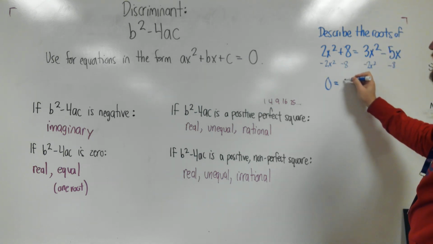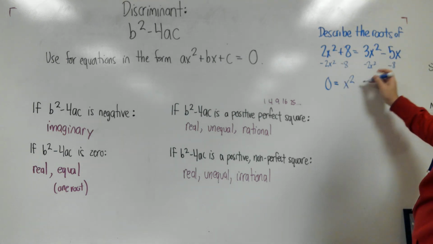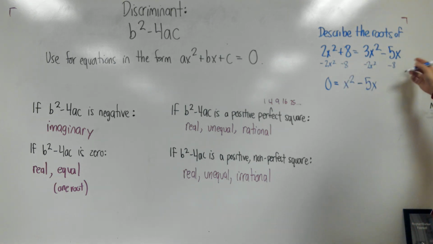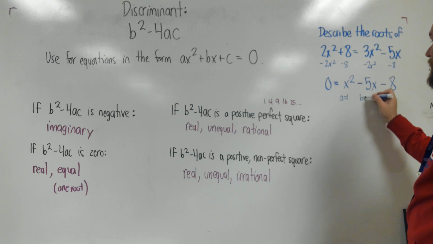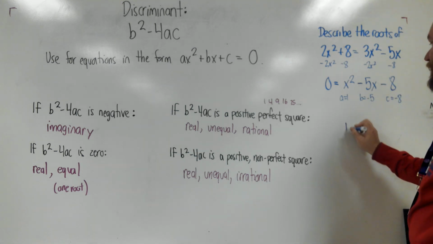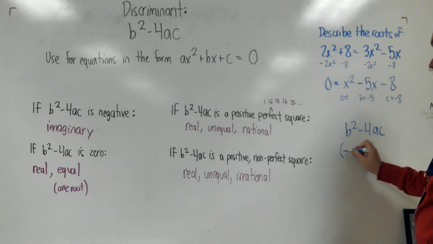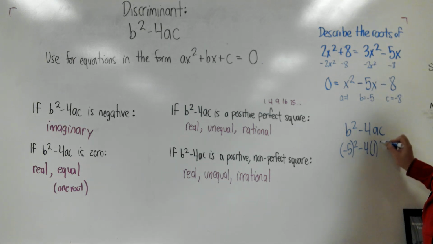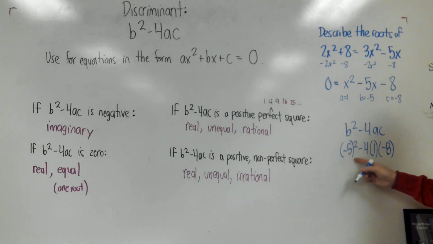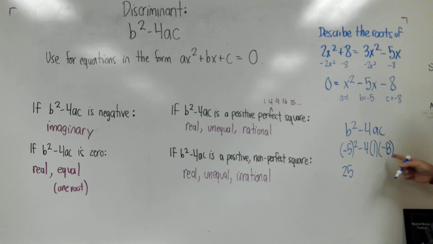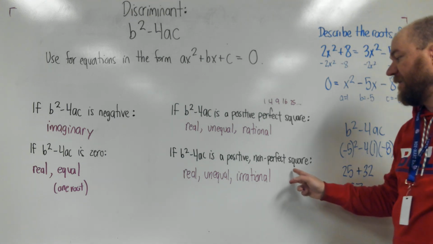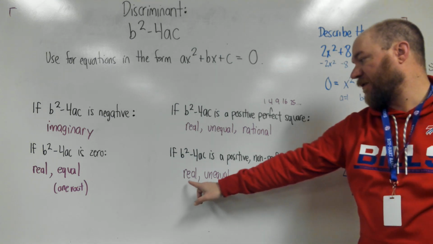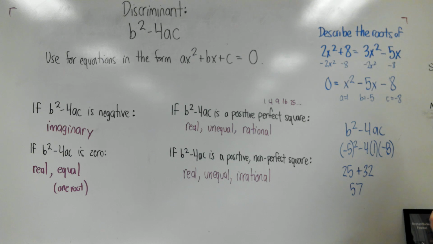And this will be 3x squared minus 2x squared, which is 1x squared. There's nothing to go with this minus 5x, so we'll just bring that down. There's nothing to go with the 8, so we'll just bring down that 8. Now we're going to use the discriminant formula. A is 1, B is negative 5, and C is negative 8. So if we do b squared minus 4ac, we get negative 5 squared minus 4 times 1 times negative 8. Negative 5 squared is 25. Negative 4 times negative 8 times 1 is going to be plus 32. These add up to 57. 57 is positive and it's not a perfect square. So that means if we were to solve this problem, we would end up with two real roots that are unequal and irrational.